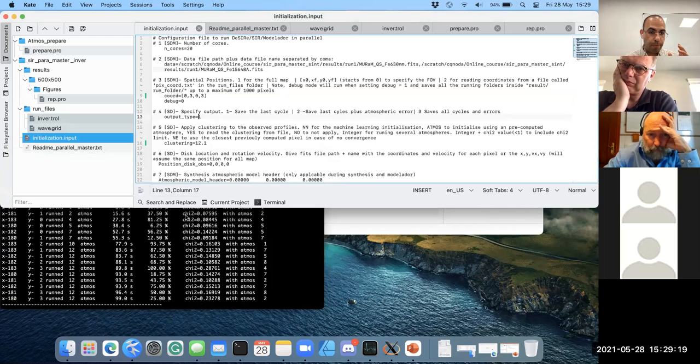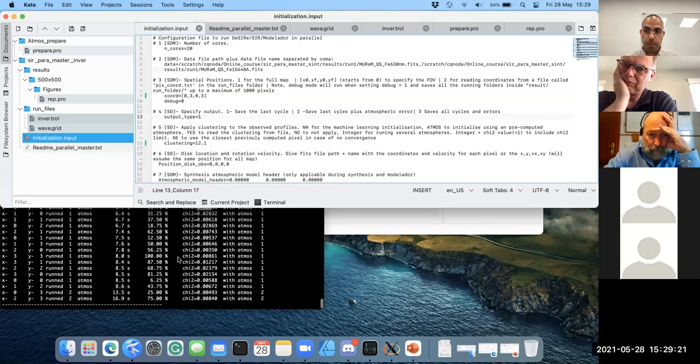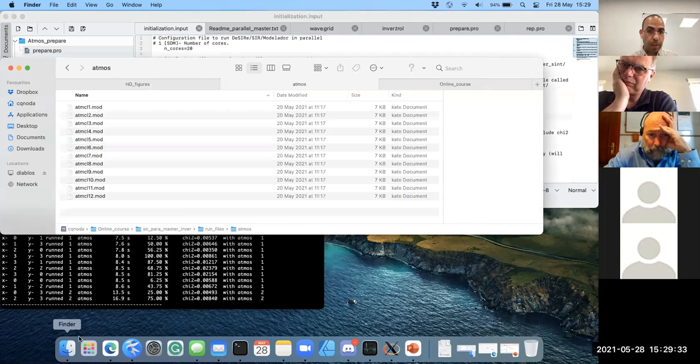Okay, so now we have run the program. We know how to run it and we know what is happening on the screen. We have almost all the ingredients. I would like to explain the last ingredient for running the code, and then we will check the results. The last ingredient is the atmosphere itself.